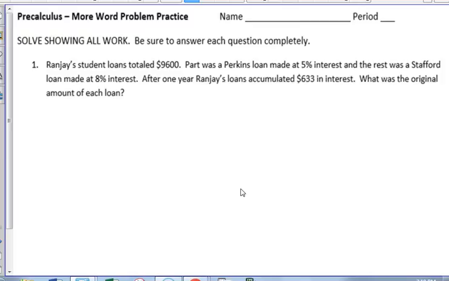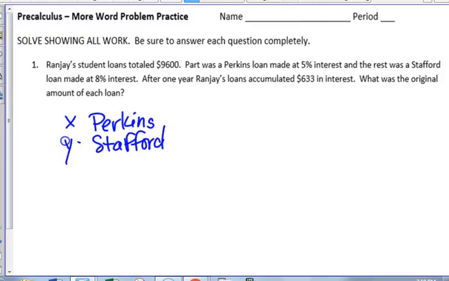Which one? Number 1. Okay. Ranjay's student loans total $9,600. Part was in a Perkins loan, and part was in a Stafford loan. If you want me to use 2 equations, or 2 variables, I would use X and Y to represent the amount in each of those. And what is the total amount he has? So it would be X plus Y equals 9,600.